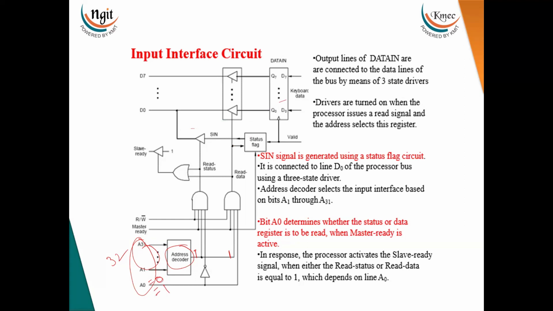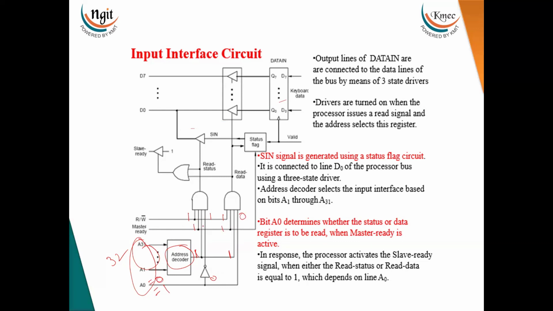So now this decoder bit becomes 1, and because A0 is 0, this bit also becomes 1. And after decoding, when the address is placed, at that time it will place the read signal. Now this also is 1, this also is 1. And because the address bit is 0, this bit is 0. And after that the master ready signal will be placed, so this bit is 1, this bit is 1.